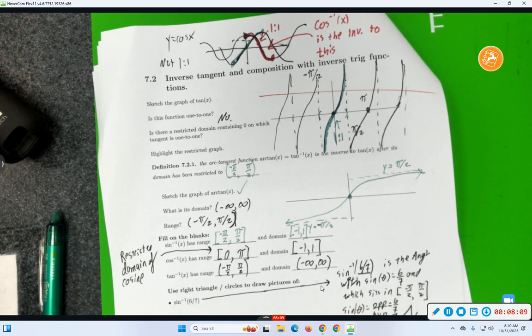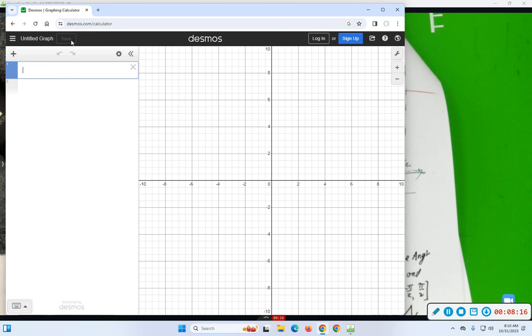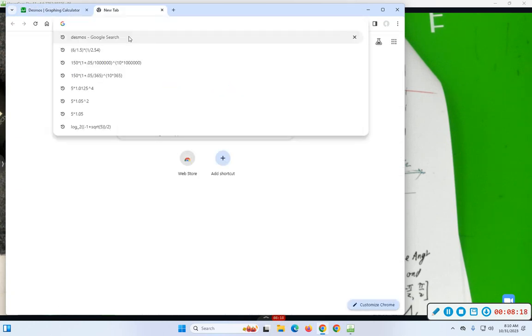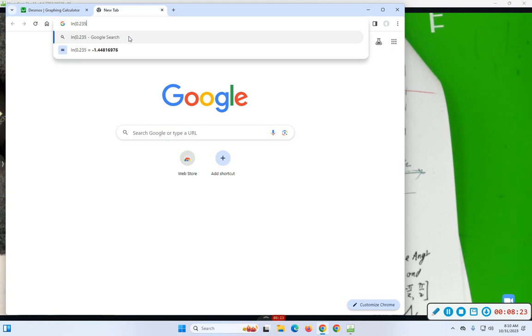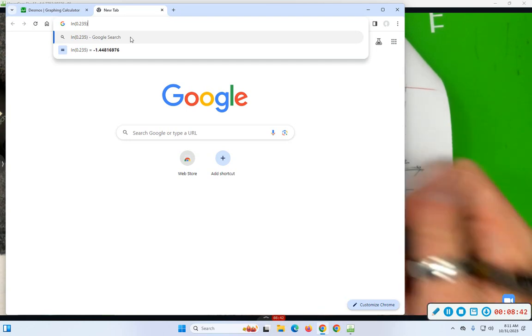Let's play something similar here. Let's try to compute inverse tangent of the log of 0.235. And again, we'll draw a picture. And you know what I'm going to do? ln of 0.235 isn't going to be a reasonable number. ln of 0.235 is somewhere around -1.44. So, all right. So it's inverse tangent of a negative.